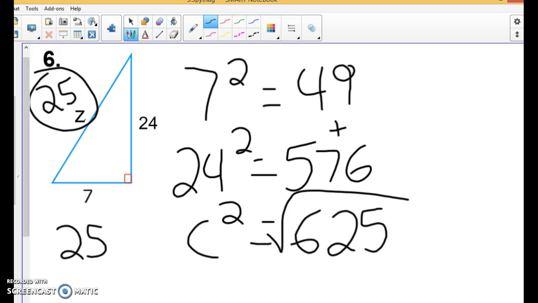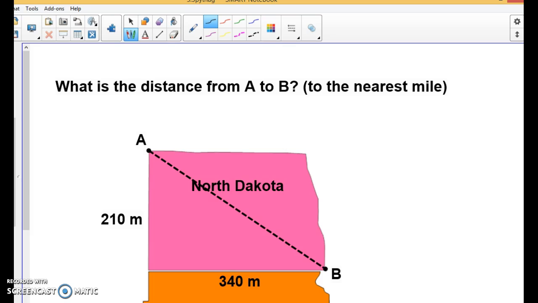One way to see if you're doing it right, right off the bat, is that the hypotenuse is always your biggest side. So if you got a number like 23 here, it doesn't make sense, because the z has to be your biggest side. 25 is bigger than 7, and 25 is bigger than 24, so we know it could be right.